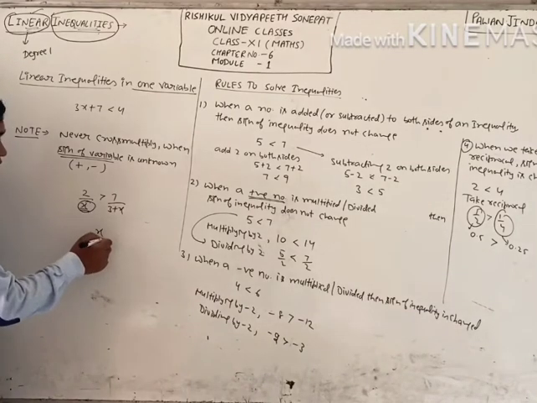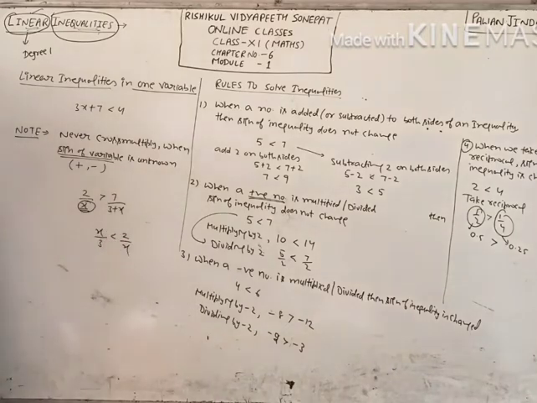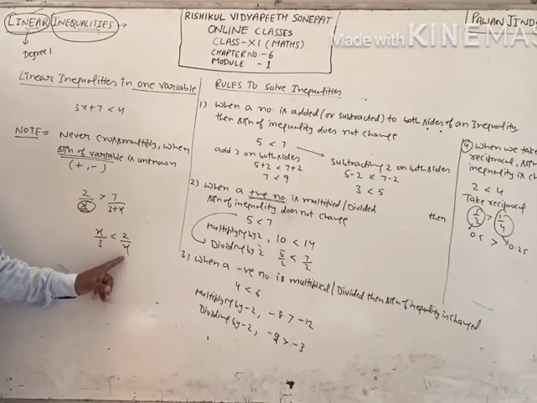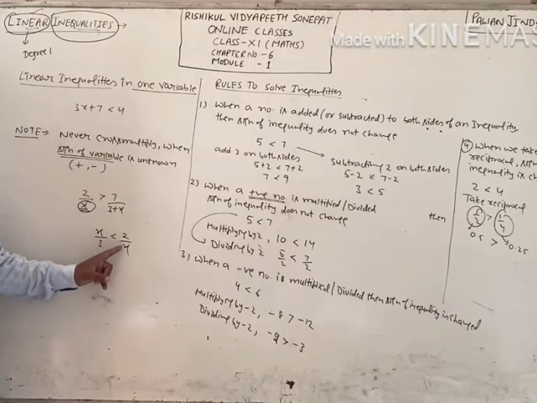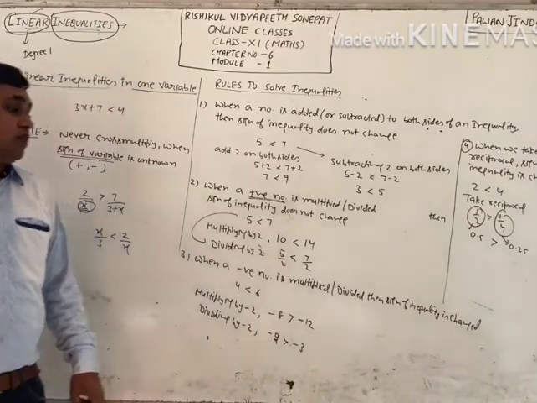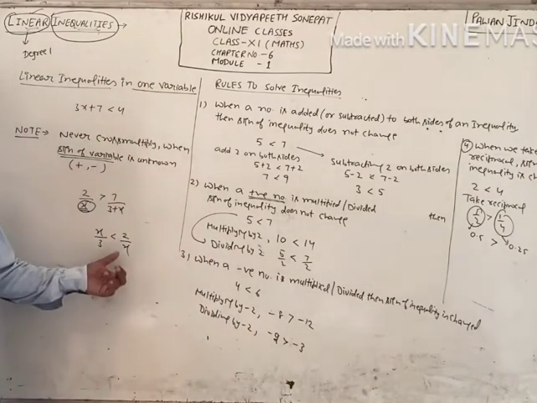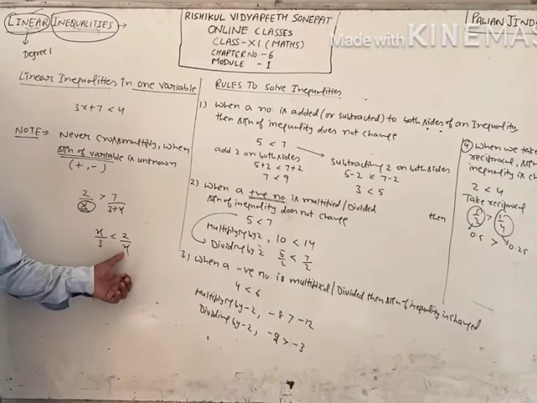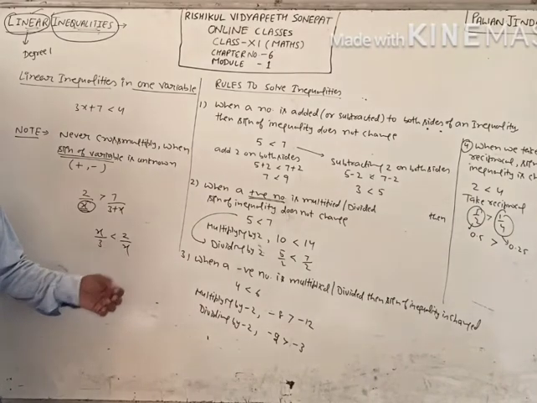More examples you can take. x by 3 less than 2 by x. Here we don't know the sign of x, whether it is positive or negative. You will not cross multiply, because if sign of x is positive, then there will be no effect. But if sign of x is negative, then the sign of inequality will be changed. I told you, when a negative number is multiplied or divided to both sides of inequality, then the sign of inequality will be changed. We cannot say anything about the sign of x. That's why you will not cross multiply.